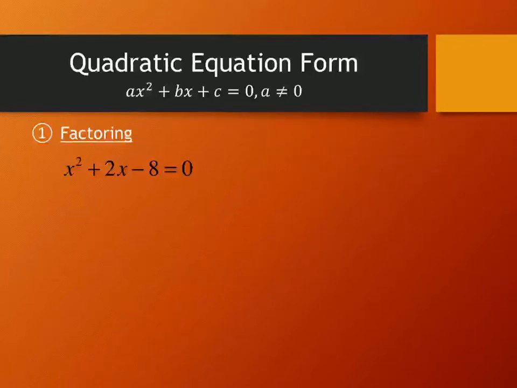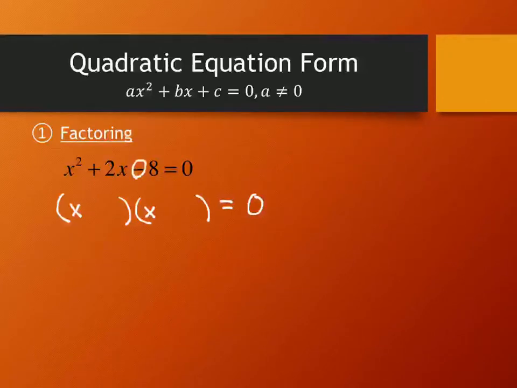We talked about the AC method. You can use that. We talked about trial and error. You can use that. Trial and error works pretty nicely on this one because the A value is 1. That's when we found out that the AC method was most valuable, is when the A value is not 1. So I'm going to use trial and error on this one. We have x and x to give me the x squared.